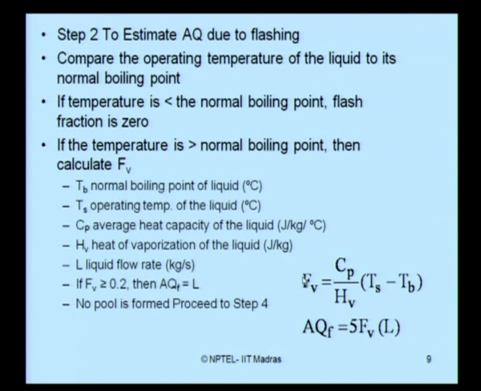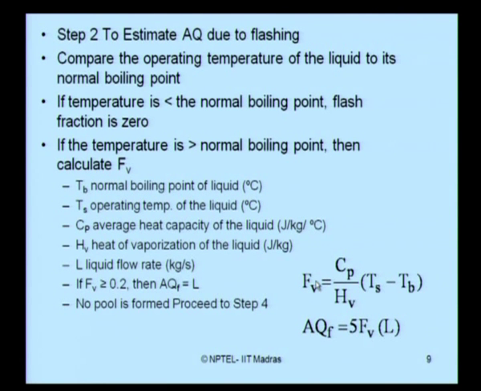Fv will now be given by this equation, which is a flash fraction, given by Cp over Hv times (Ts minus Tb). Cp is average heat capacity, Hv is heat of vaporization, and Ts and Tb are operating temperature and boiling temperature, and this figure will be positive if you want to have a flash. For example, once you obtain the flash fraction, the air QF, that is air quantity of flash, will be given as 5 times of this into L.